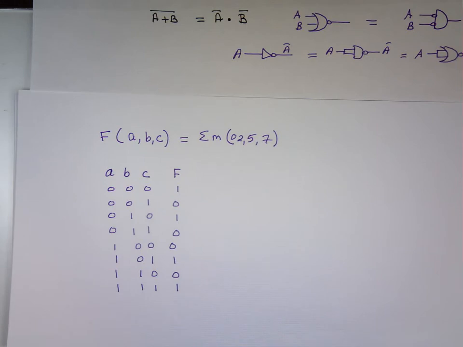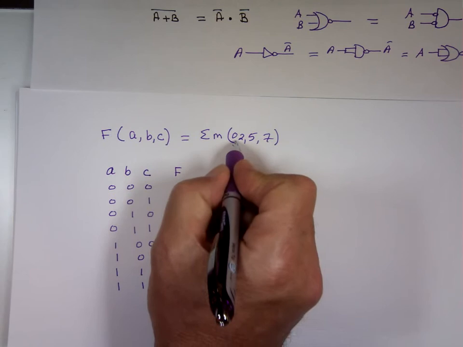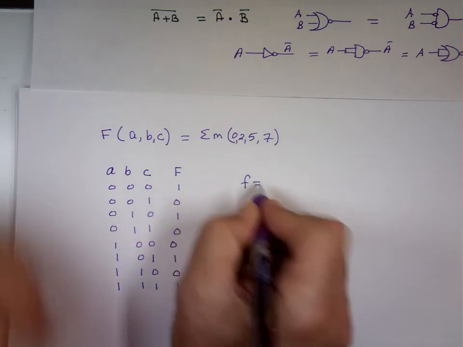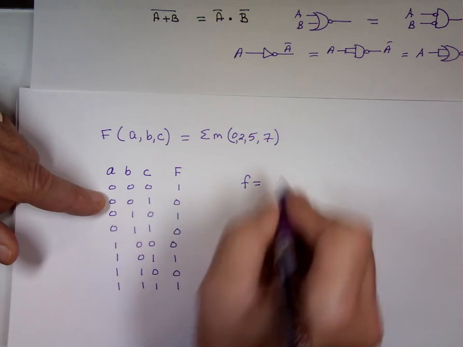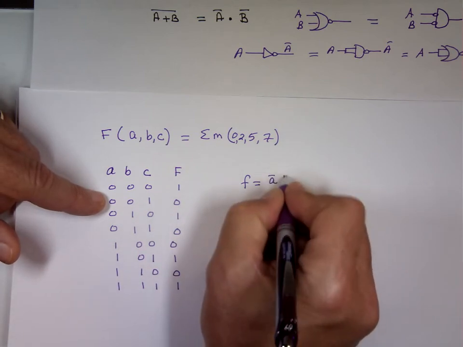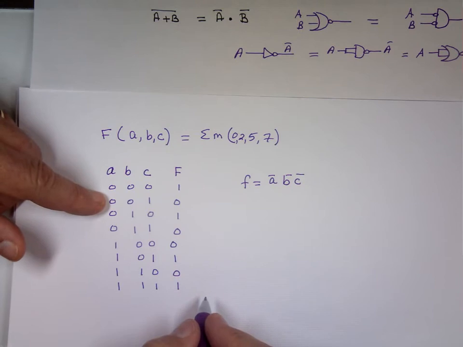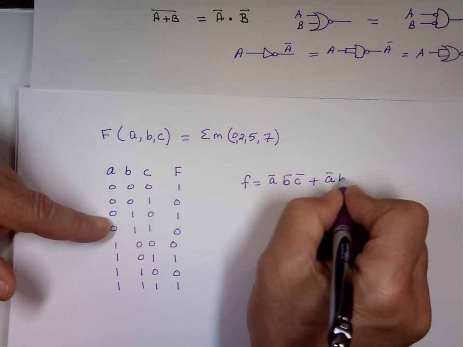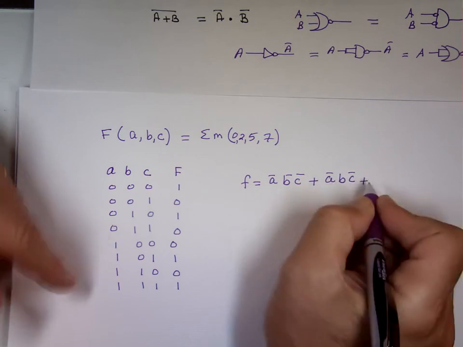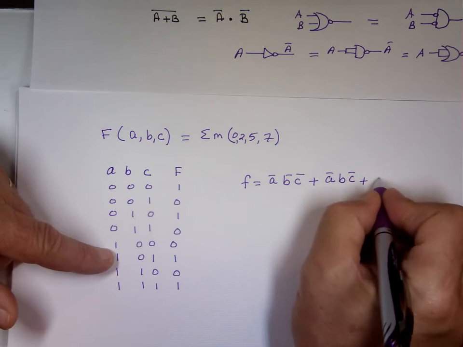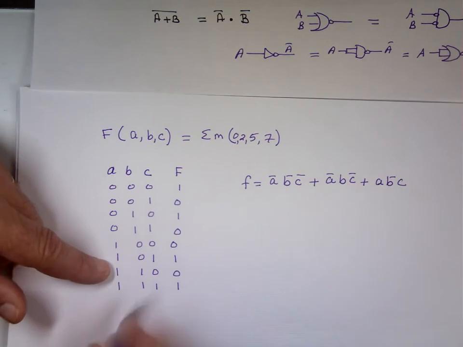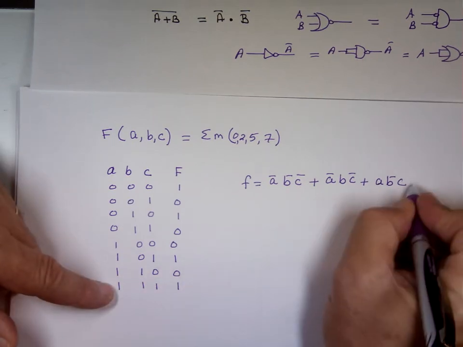So I have four ones. It says here I should have four ones at zero, at two, at five, and seven. So if I write the expression for F, for the zero is going to be what? A bar, B bar, C bar. For the two, that'll be what? A bar, B, C bar. For the four, not the four, the five, right? A, B bar, C. And for the seven, A, B, C.